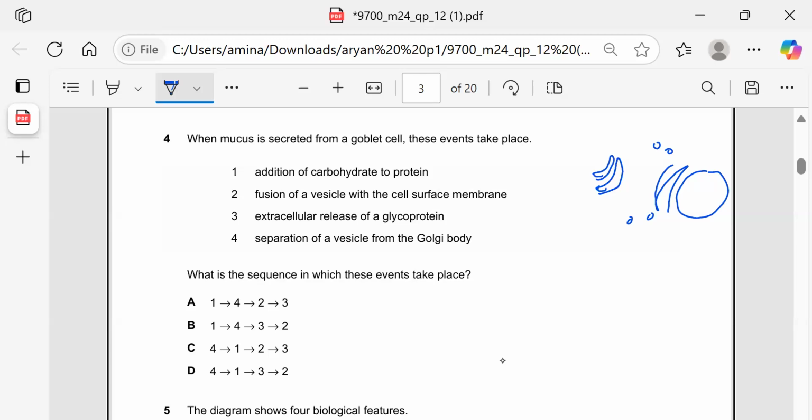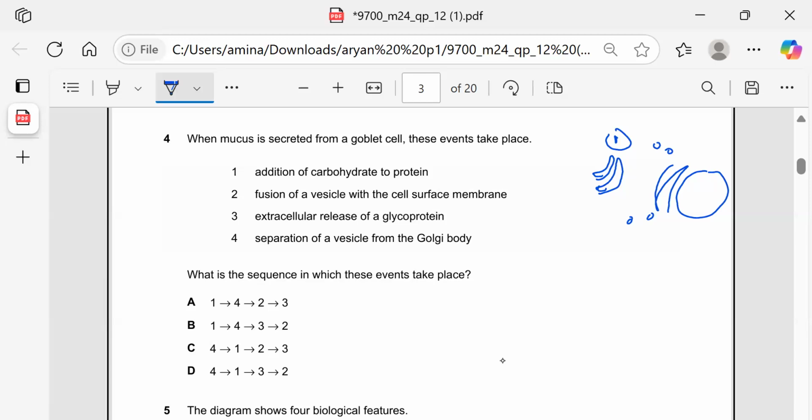Now, what happens in the Golgi apparatus? In the Golgi apparatus, proteins get modified, and one way of modification of the protein is that a carbohydrate chain gets attached to the protein, as we are talking about the mucus, which is a glycoprotein. So the first process, which is shown over here, is going to take place in the Golgi apparatus.